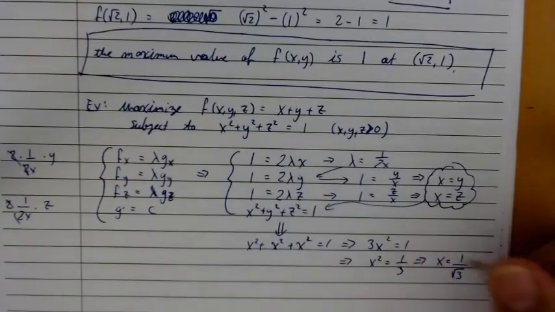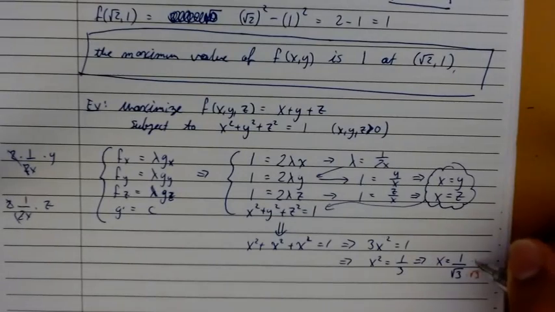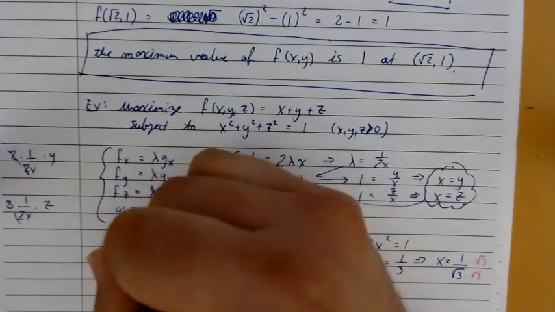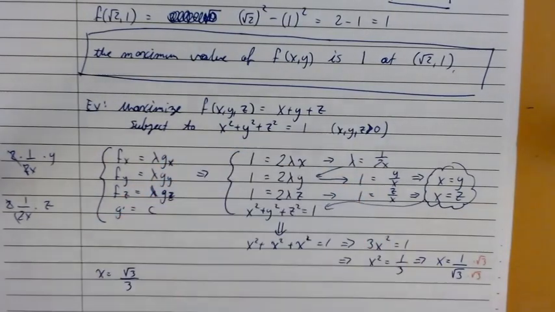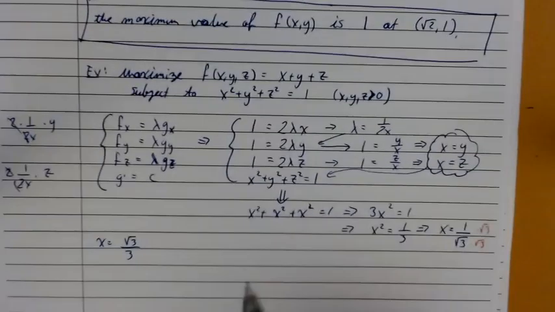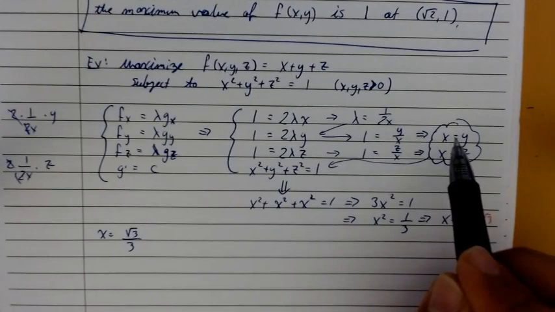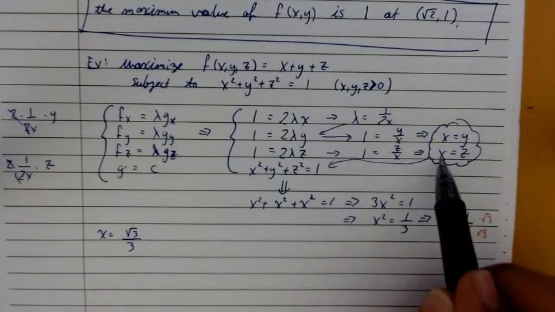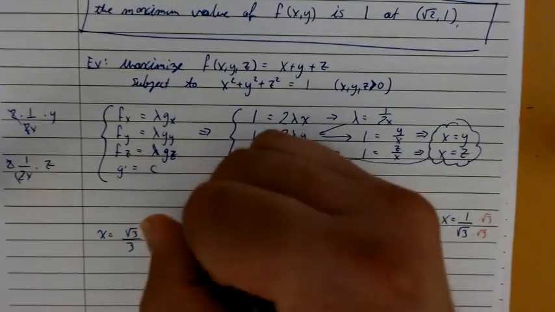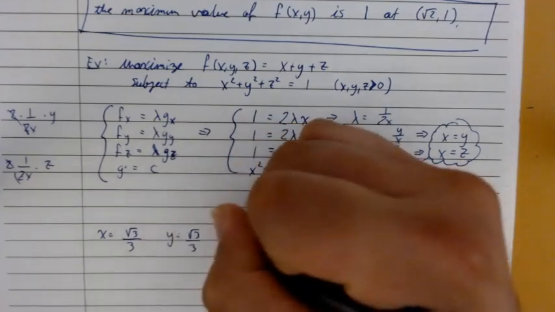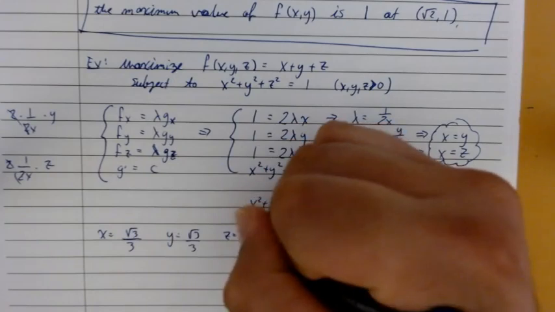And let me go ahead and rationalize this. So this gives me that I find x equals root 3 over 3. But then we also found that x and y are interchangeable. Likewise, x and z are interchangeable. So that means y must also equal root 3 over 3, and z must also equal root 3 over 3.